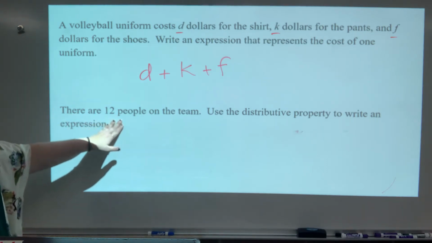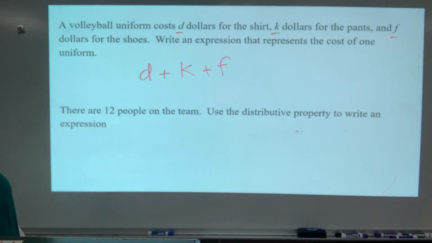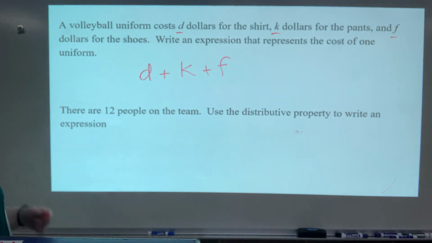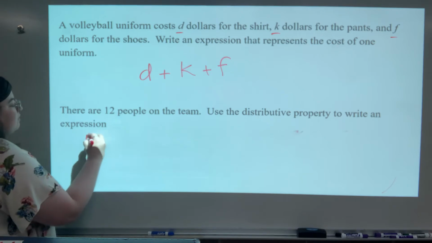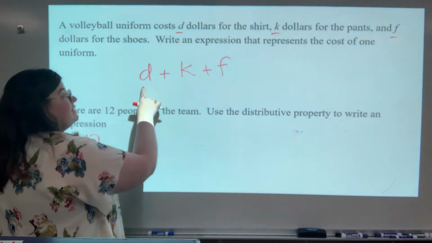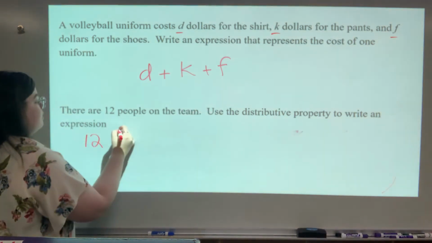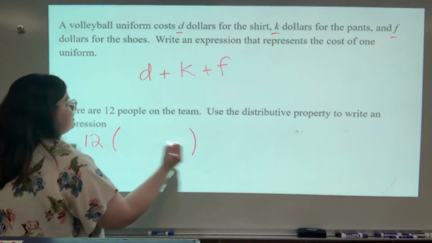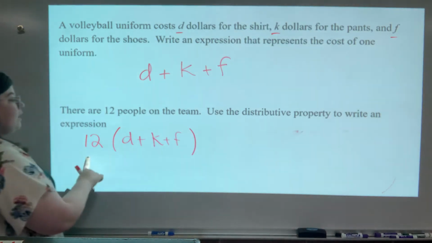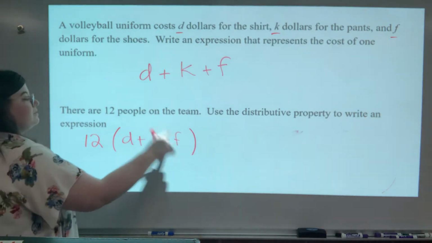It says there are 12 people on the team. Use the distributive property to write an expression. And actually, we're going to write two different expressions, excuse me. So 12 people on the team. I'm going to use distributive property and say I'm going to have 12 groups of D plus K plus F. So in parentheses, 12 times D plus K plus F.